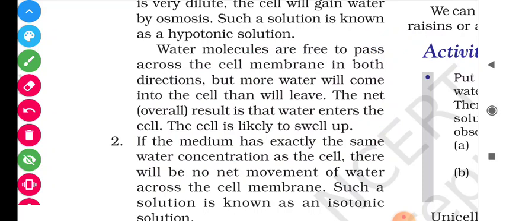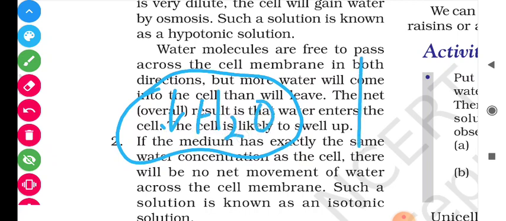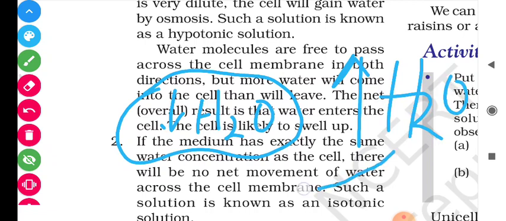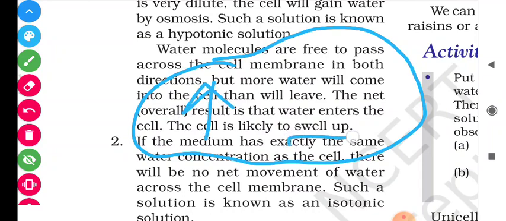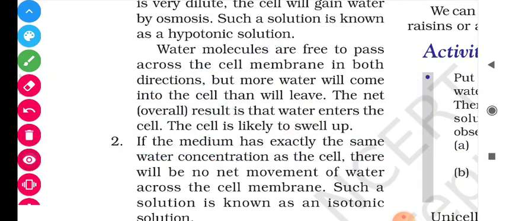The net result is that water enters and the cell is likely to swell up. Meaning, the cell shrinks because less H2O is available and the concentration of water is higher in the external environment. So what will happen through the osmosis process? The cell will swell up. Before the osmosis process the cell size is this, but after the osmosis process the cell swells up, meaning the size of the cell is increased. Swell up means increased. Okay, chalo.